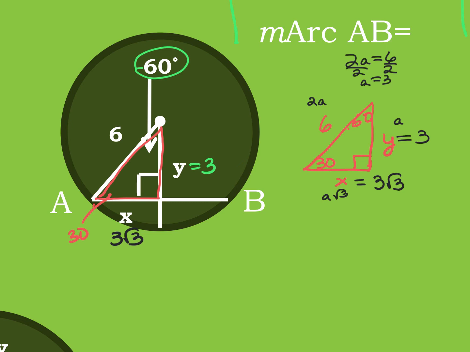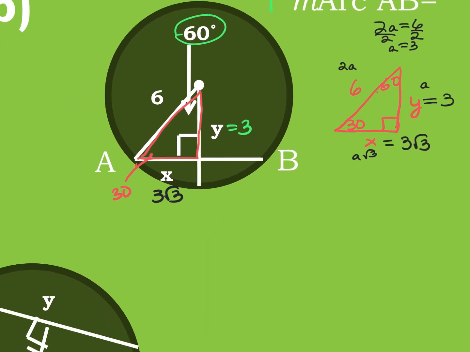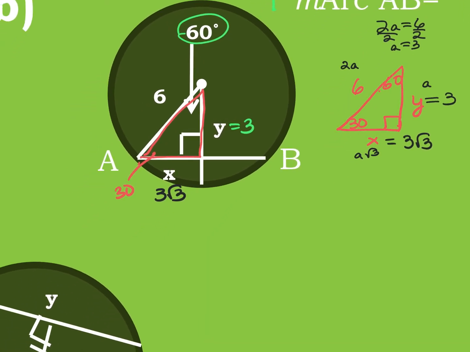Now, it also wants us to find the measure of the arc. So just like before, we knew that when we have a central angle, let me get a different color in here. So 60 degrees right here, this is a central angle. And remember, its intercepted arc, this arc right here, is the same as the measure of the central angle. This is what you did on the quiz yesterday. So this arc measure is the same as the central angle at 60 degrees.